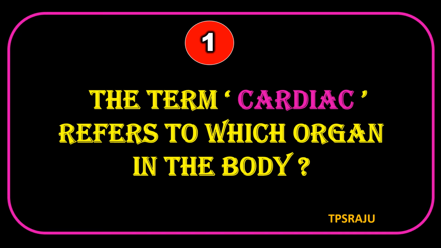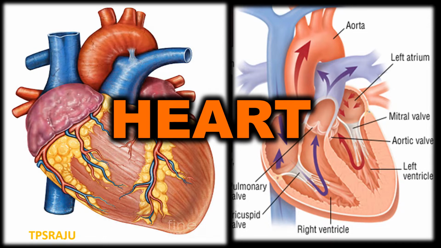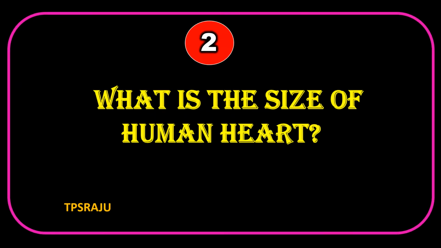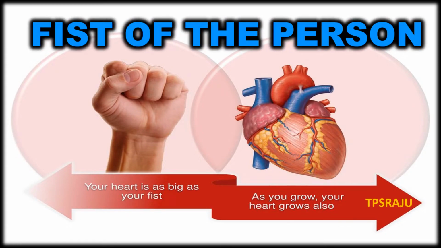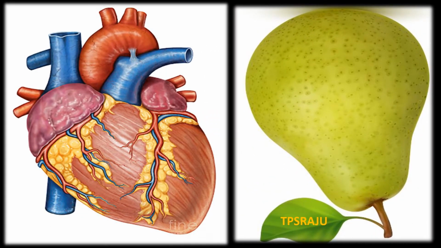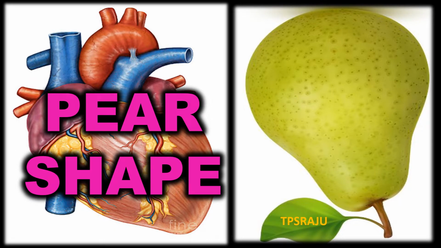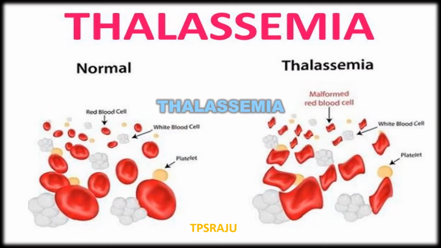The term cardiac refers to which organ in the body? Heart. What is the size of human heart? Fist of the person. What is the shape of the heart? Pear shape. Which genetic disorder abnormally lowering the hemoglobin? Thalassemia.